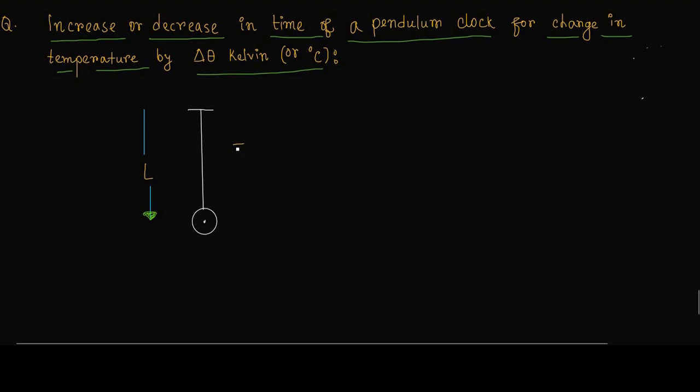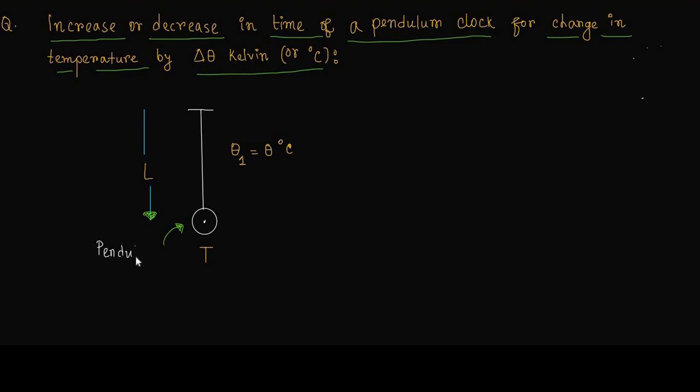At the initial temperature, theta 1 equal to theta degree C, which is the initial temperature of the pendulum clock, the clock oscillates with an initial time period T. This is the pendulum clock. T is the initial time period of the pendulum clock at the initial temperature theta degree C.